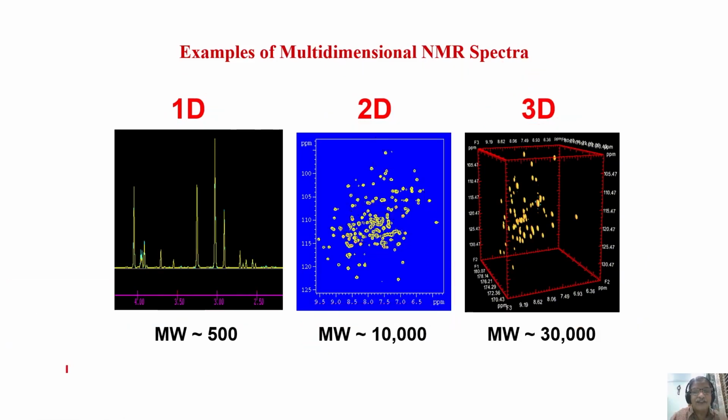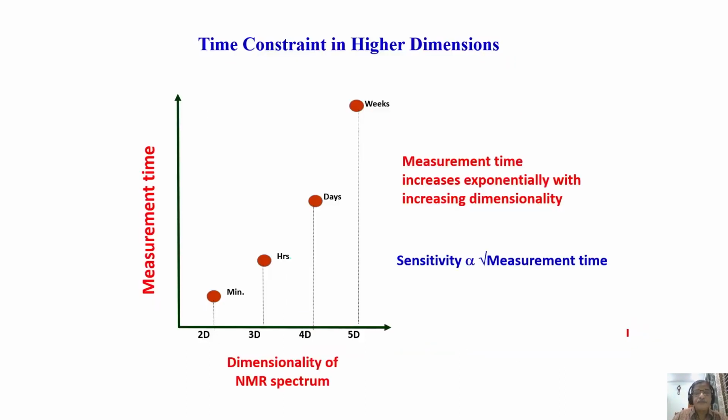The dimensionality of the spectrum. The way you represent the contour plot is like this. 1D is simple. It is peak height versus frequency, and the peak here. 2D onwards, everything will be in the contour fashion. And molecular size also defines the type of experiment you want, 2D or 3D.